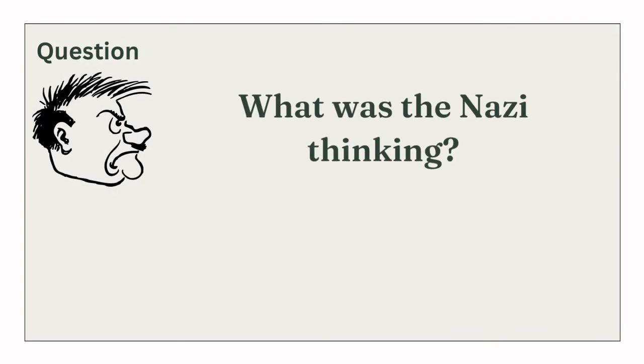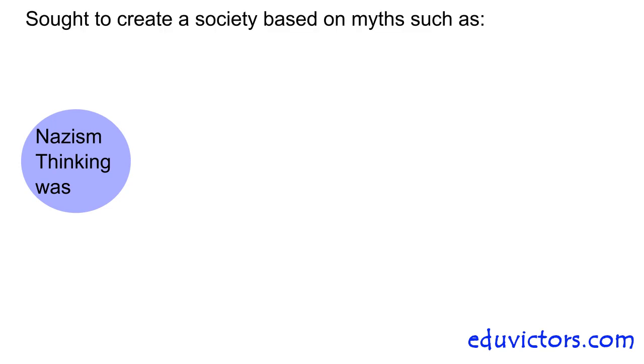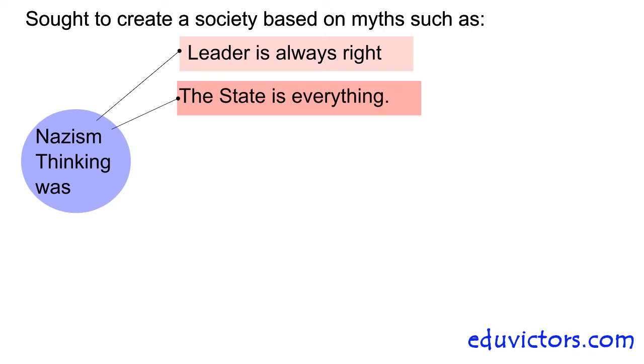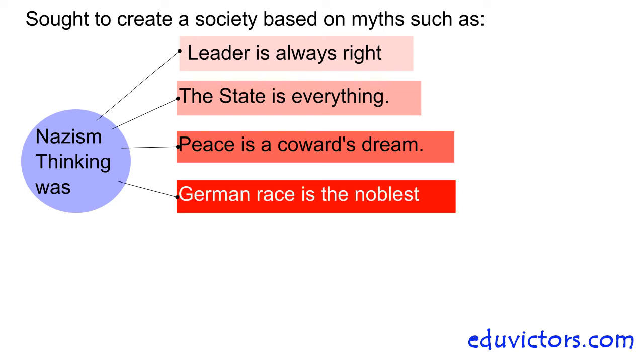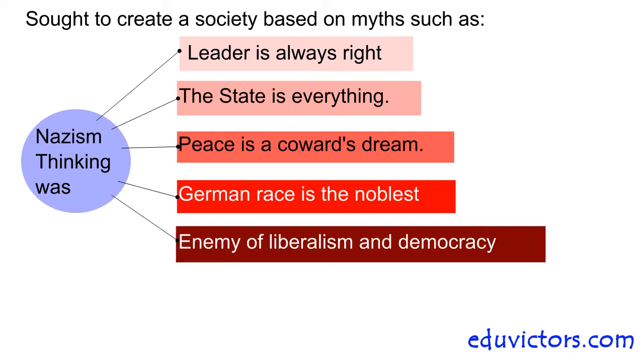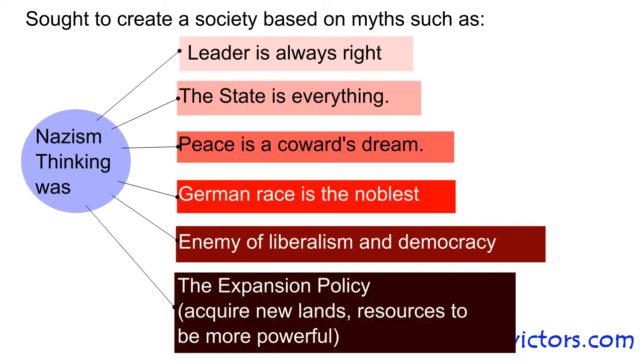What was the Nazi thinking? The main features of Nazism are: the Nazis sought to create a society based on myths such as the leader is always right, the state is everything, peace is a coward's dream, and the German Aryan race is the noblest in the world. They were enemies of liberalism and democracy, and they followed an expansion policy to acquire new territories. It would also enhance the material resources and power of the German nation.